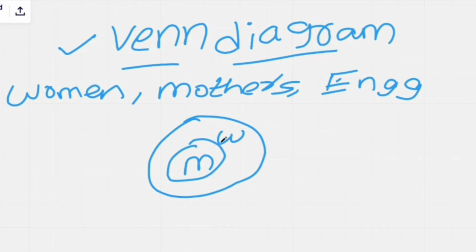We need to overlap the engineers circle with these two, mothers and women. So we draw it like this. This is the exact representation of the women, mothers, engineers relationship. I hope you got it. Simply, all mothers are women, so I drew it like that, and I overlapped. Some mothers may be engineers, some women may be engineers. This is the pictorial diagram of this particular Venn diagram. Let's move forward to the next question.